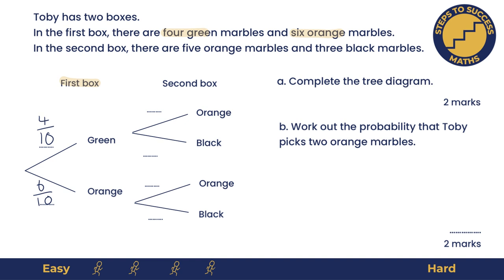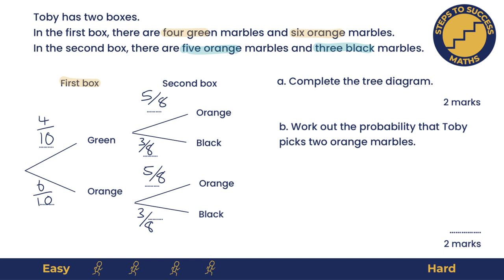And then in the second box, we've got 5 orange and 3 black. So it's out of 8. 5 out of 8 for orange and 3 out of 8 for black. And the same again, 5 out of 8 and 3 out of 8.